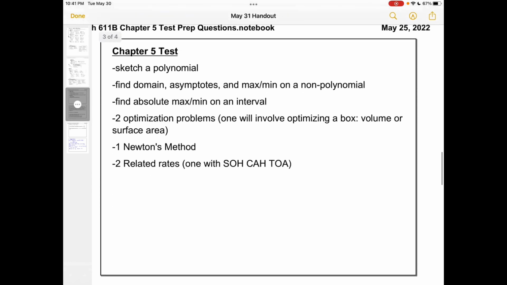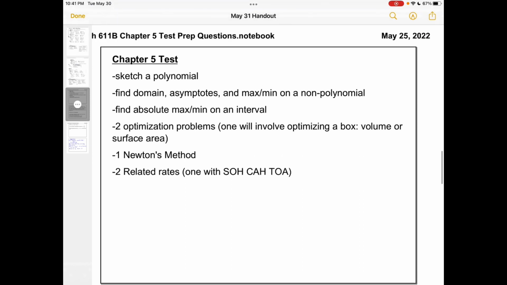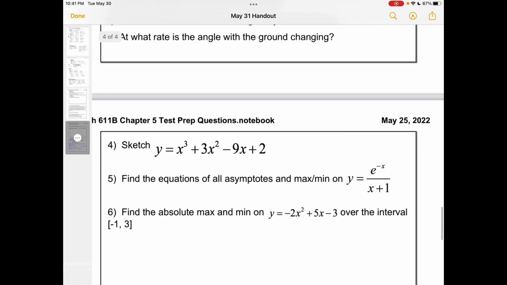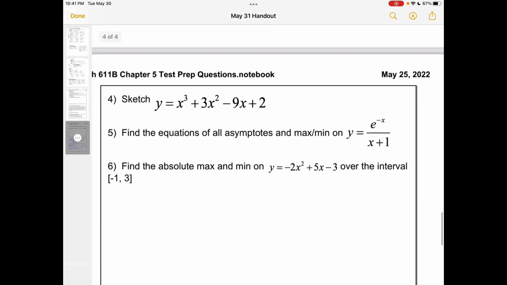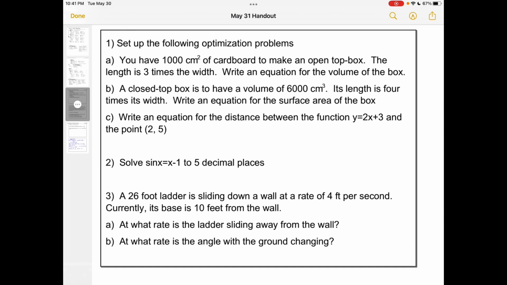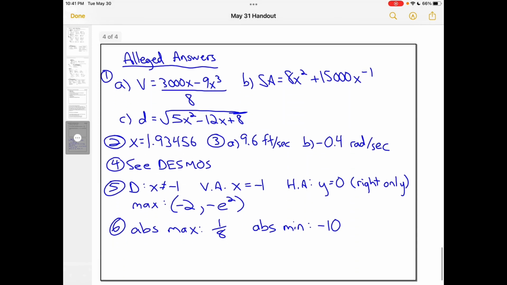If you finish that, or if you'd like to do some Chapter 5 test prep, here's essentially what's on the Chapter 5 test. Okay. And here are 6 questions that you could do. Okay. For the optimization problems, I'm just asking you to set them up. If you want, you can also actually do the questions. But usually most of the problems are just from the setup. And you do also have at least alleged answers here. Okay, number 4 says C Desmos for that graph.